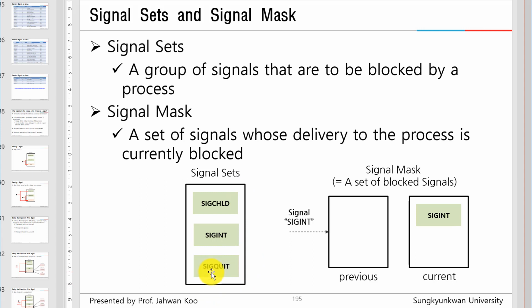On the other hand, the signal mask is currently a set of blocked signals. In the right picture, the signal mask is empty. When the SIGINT signal is delivered to a process, the SIGINT signal is added to the signal mask because it is included in the signal set.